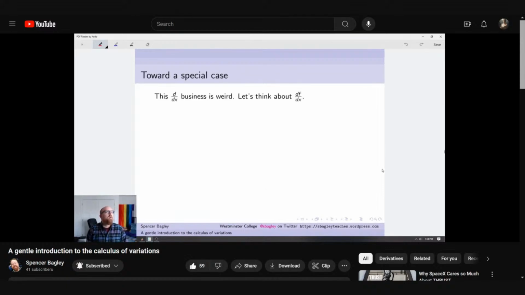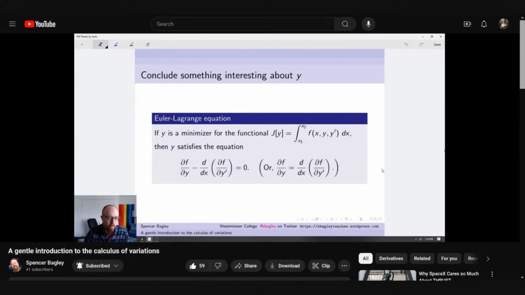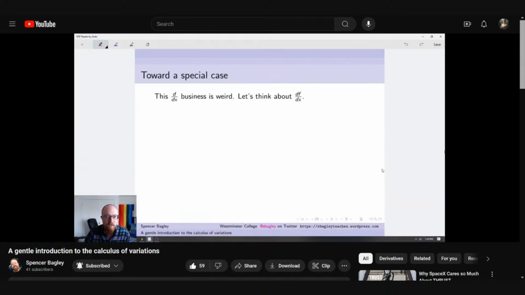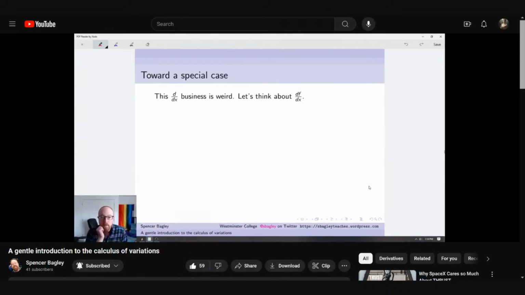I want to think of a special case of this because in general, this partial differential equation is kind of hard to solve. And it's a little more powerful than we really need. So here's a special case. Look, I've got the derivative with respect to x of some other thing, and that feels weird to me. I think it might be useful for us to go back to our original integrand and think of its total derivative with respect to x.